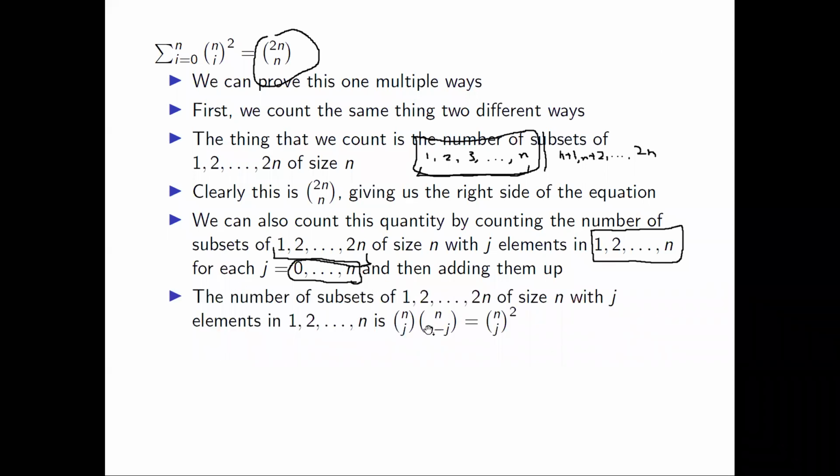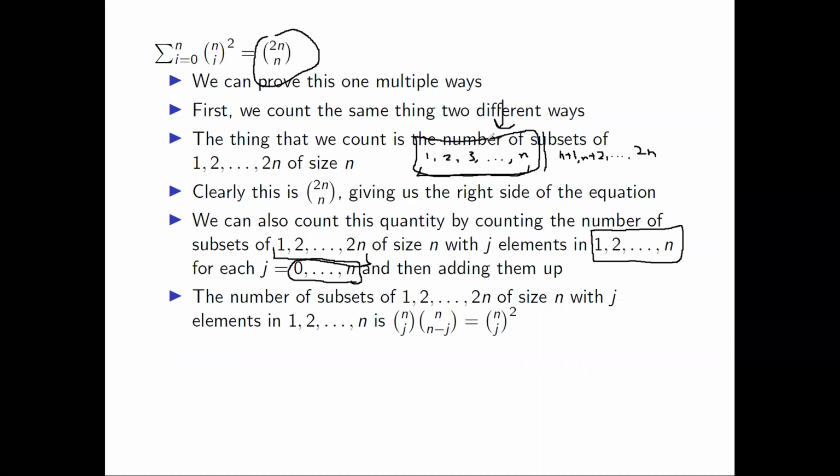So we will look at the number of subsets of 1, 2, up to 2n of size n, which have j elements in the first half right here. So the first half, 1, 2, up to n. And I claim that quantity is equal to n choose j times n choose n minus j.